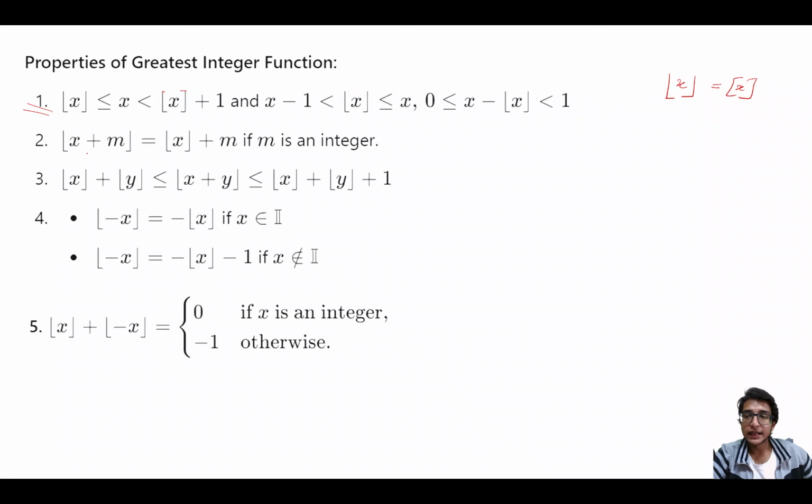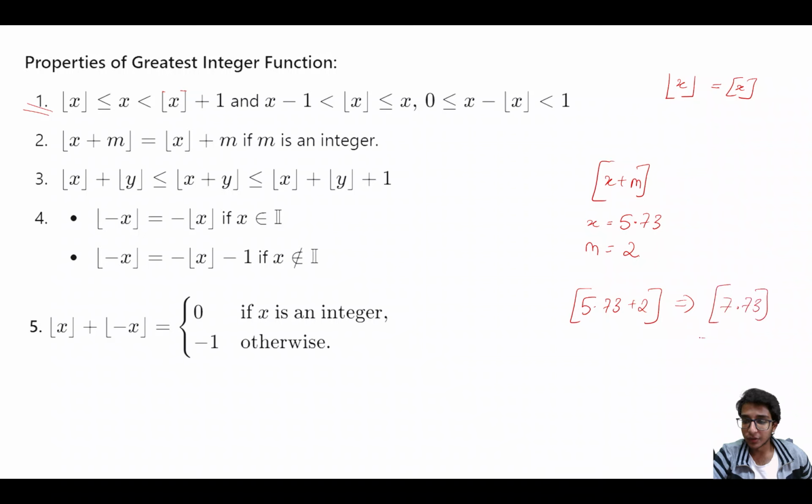Now let's say if inside greatest integer function I have an integer added as well. So I can simply take that integer out. So if I was to show this to you with an example, let's say I have x plus m. Here my x is, let's say, 5.73 and my m is an integer, let's say 2. So this would become 5.73 plus 2, right? So if I try to add this value, what would I get? 7.73. And what would be the greatest integer function of this? It would be 7, right?